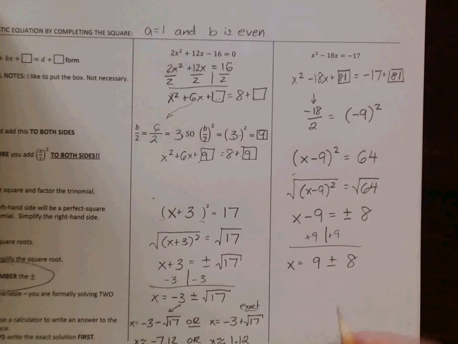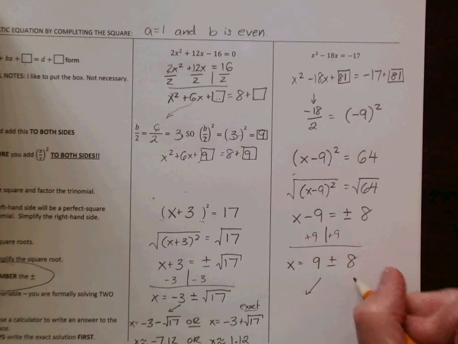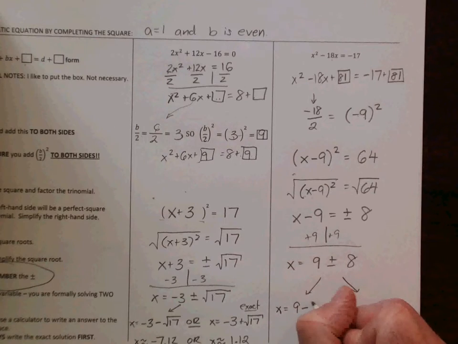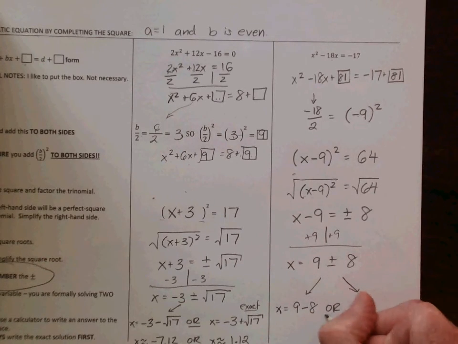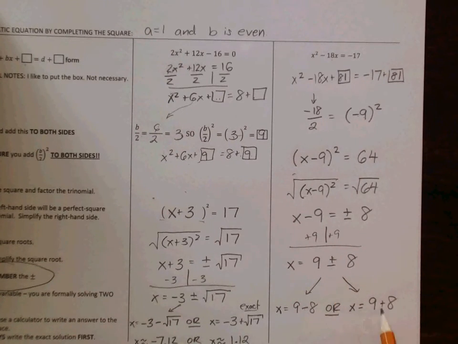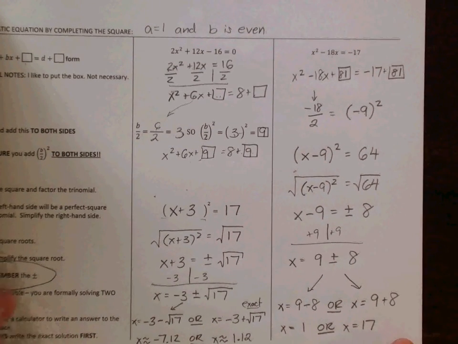Keep in mind there are two solutions here. One of these solutions is x is equal to 9 minus 8, or x is equal to 9 plus 8. The plus or minus just means we're going to do both of those operations. This is x is equal to 1, or x is equal to 17. And that is solving a quadratic using completing the square.